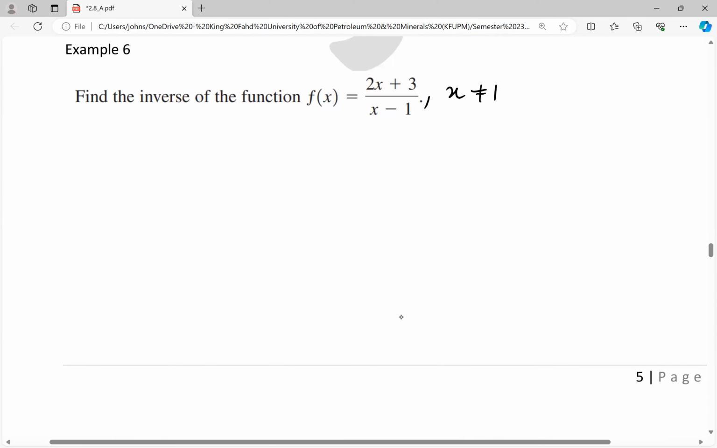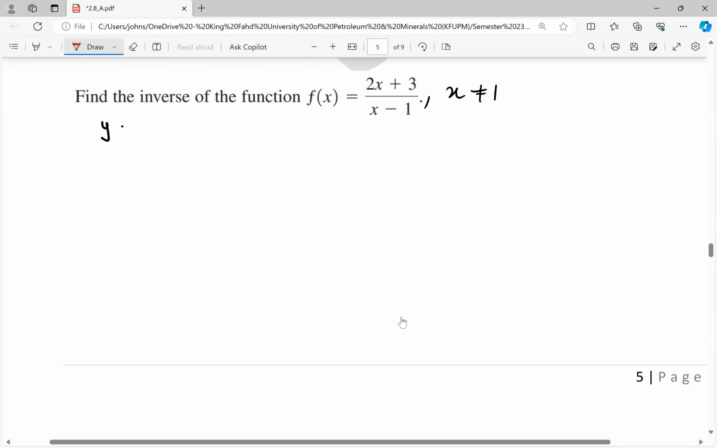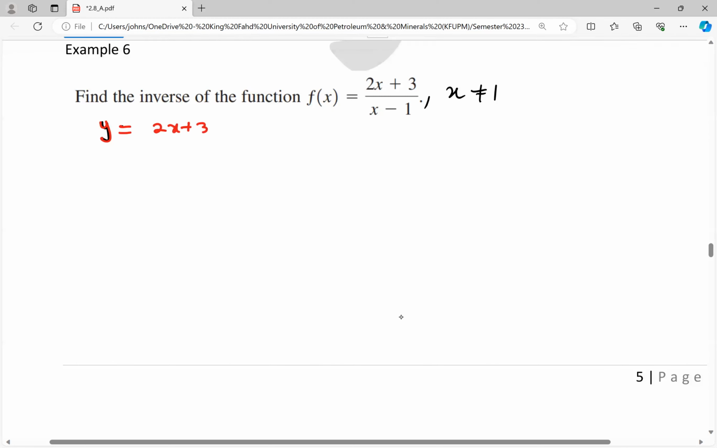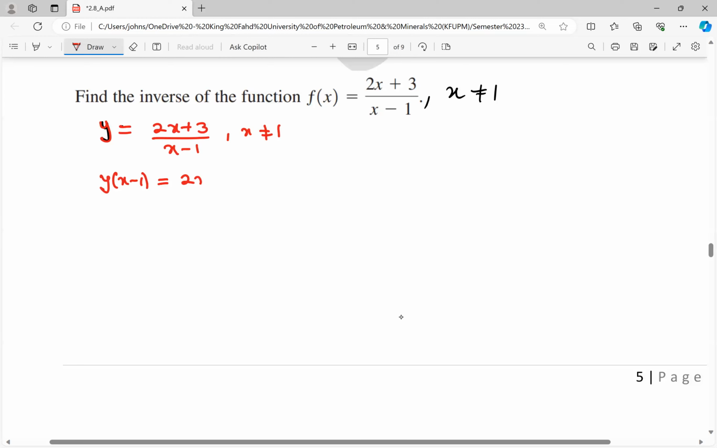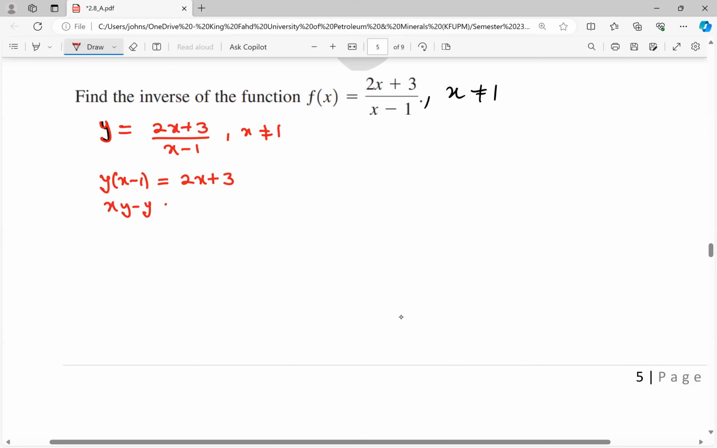Now, example 6, we will do the same thing. Just take y. We'll take y equals 2x plus 3 divided by x minus 1, so x is not equal to 1. So we can cross multiply because now we need to solve for x in terms of y. This will give us xy minus y equals 2x plus 3.